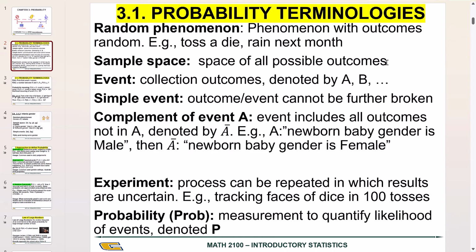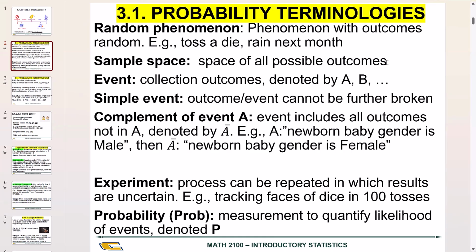The sample space is just the space of all possible outcomes. So in the case where you toss a die, the sample space will be 1, 2, 3, 4, 5, 6. And if we talk about rain or not 30 days from now, the sample space is maybe rain or not rain, if you classify into the two classes.